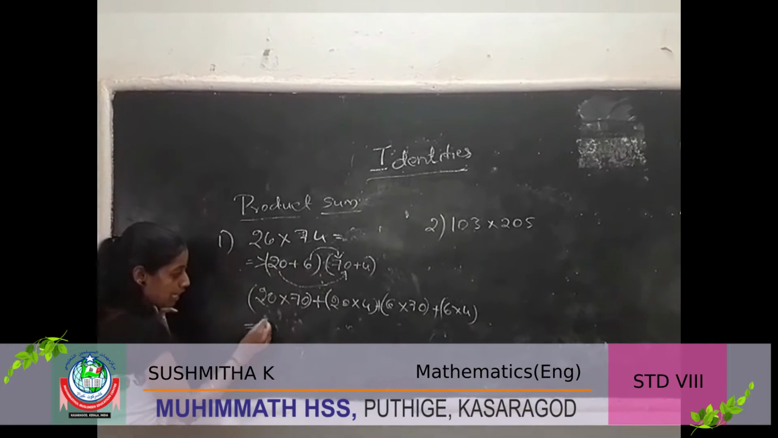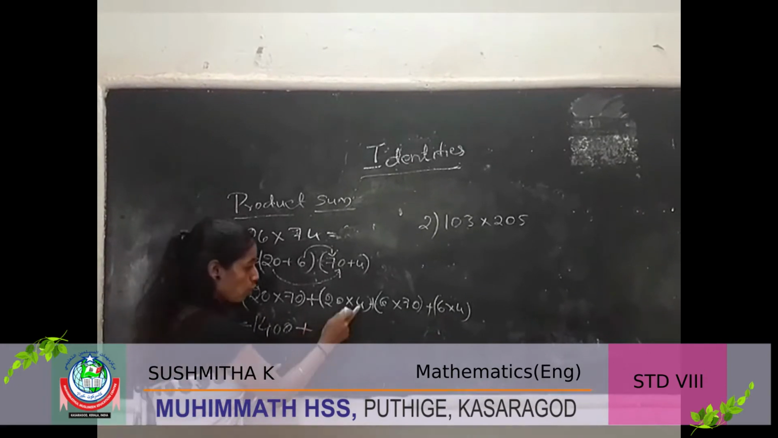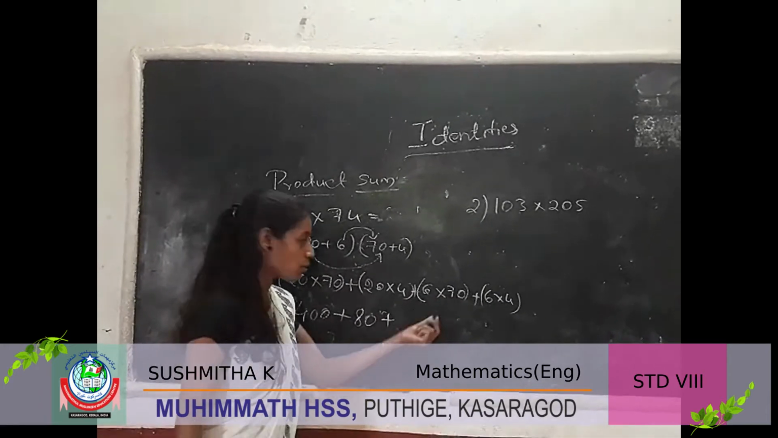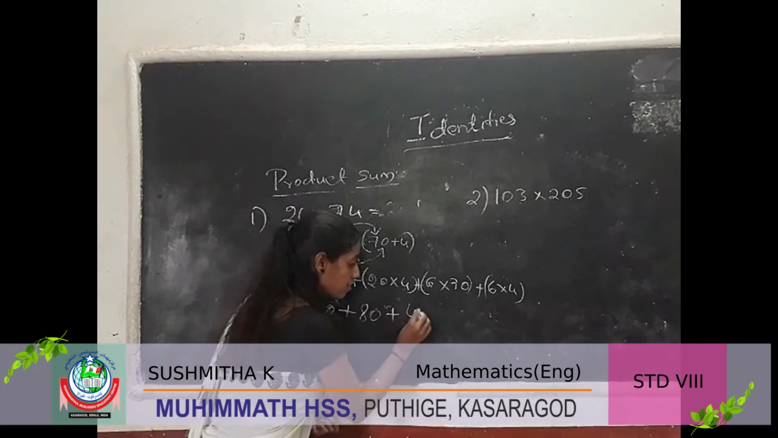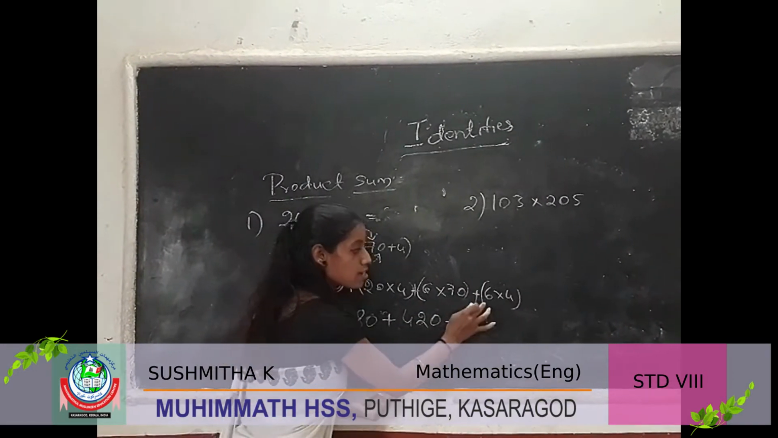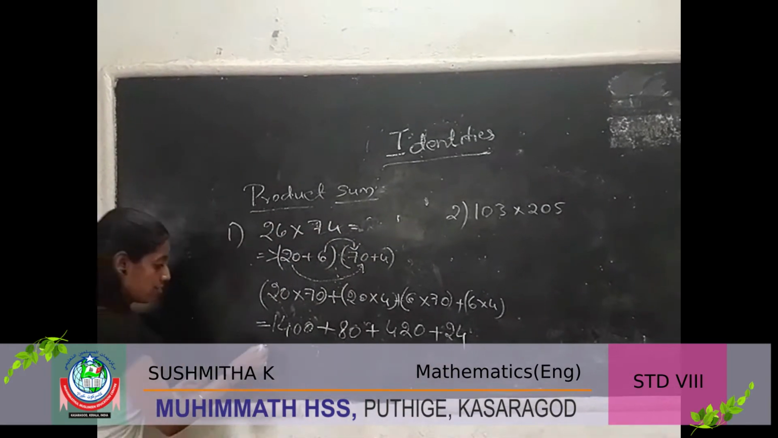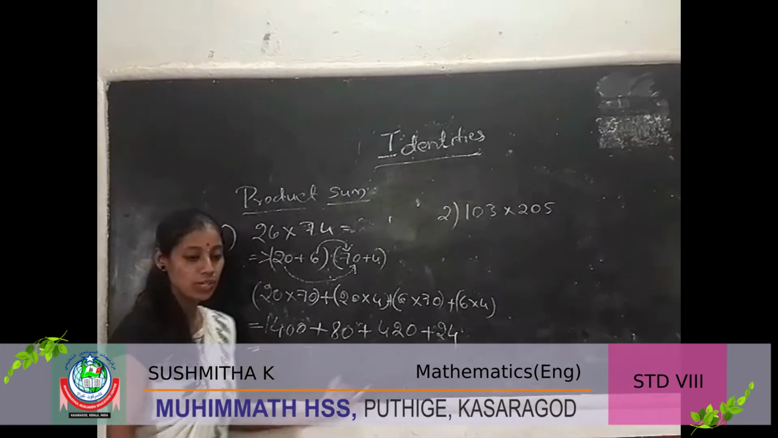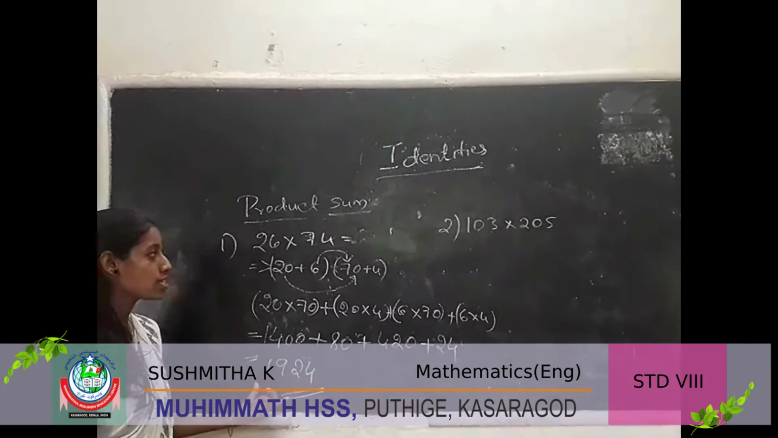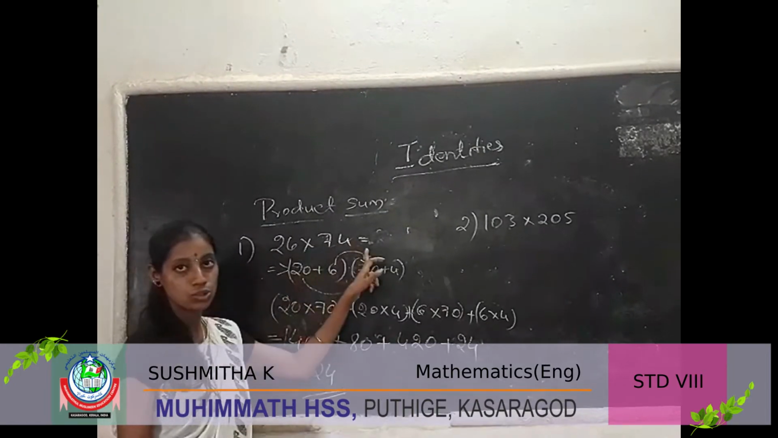Then 20 into 70 is 1400, plus 20 into 4 is 80, plus 6 into 70 is 420, plus 6 into 4 is 24. Then we will get the total value 1924. So this is another method to find the multiplication of 26 into 74.